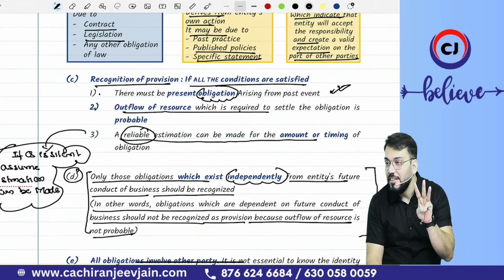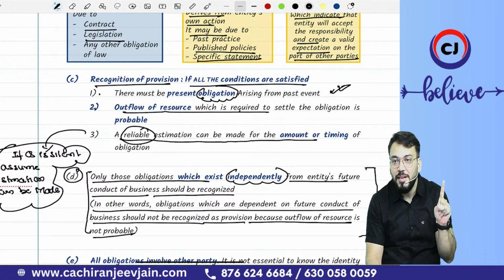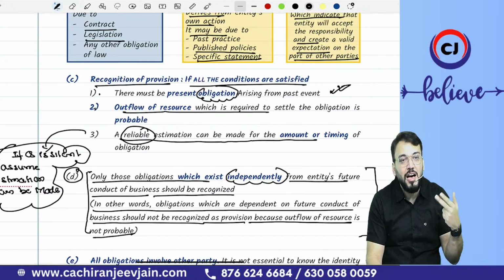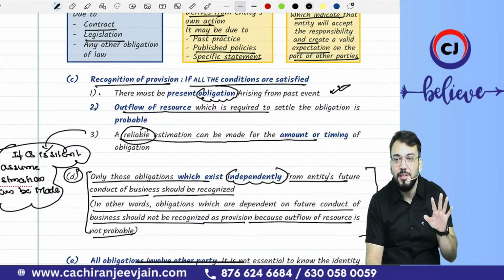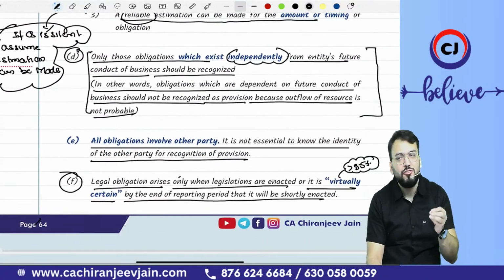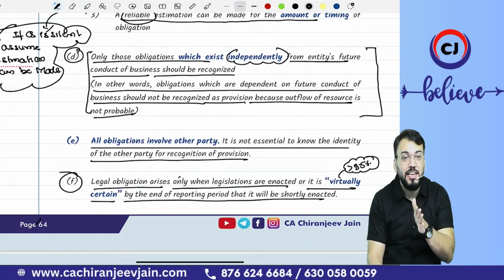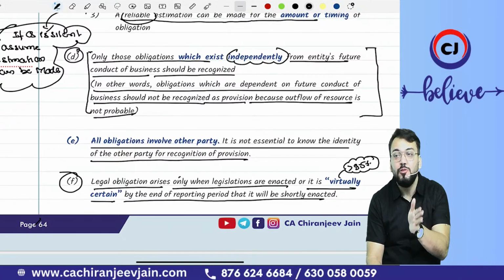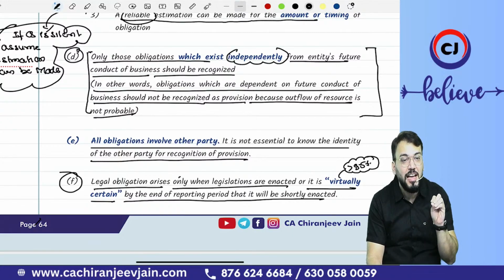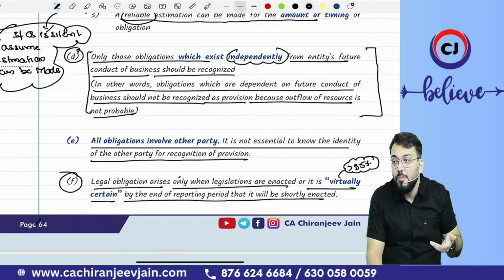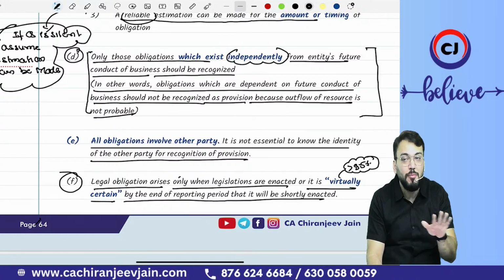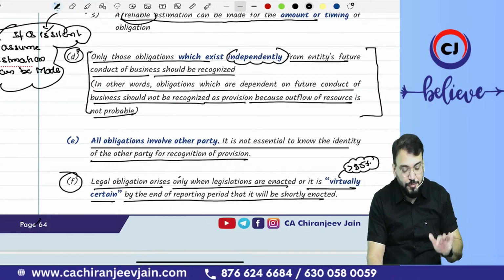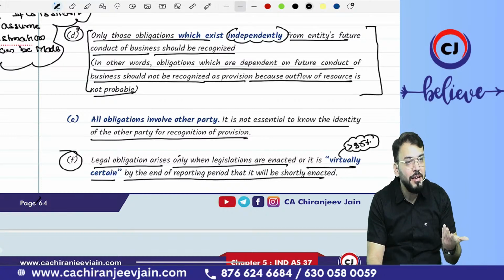Then when to recognize provision? When three conditions are satisfied. First condition, there must be present obligation arising from past events. Second, outflow of resource is probable. Third, reliable estimation can be made. Correct. We have also understood that only those obligations which exist independently of the entity's future conduct of business should be recognized as provision. Means any obligation which is dependent on future conduct of business will not be recognized as provision. Got this point? Because outflow of resource in that case will not be probable.